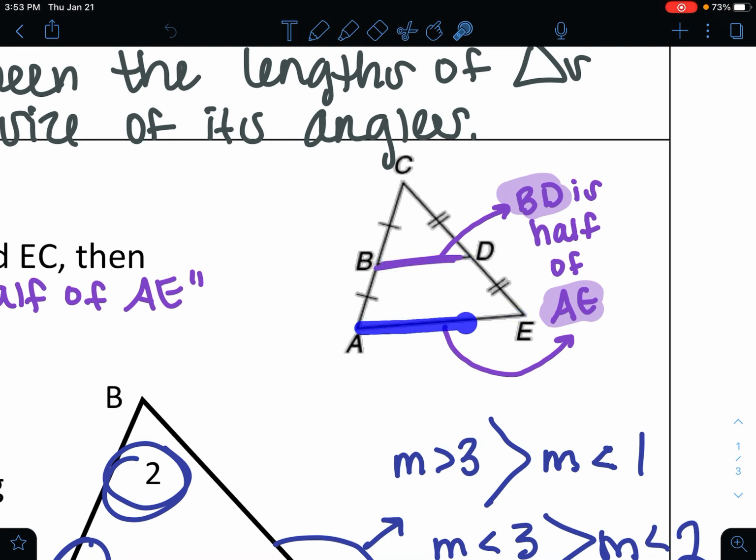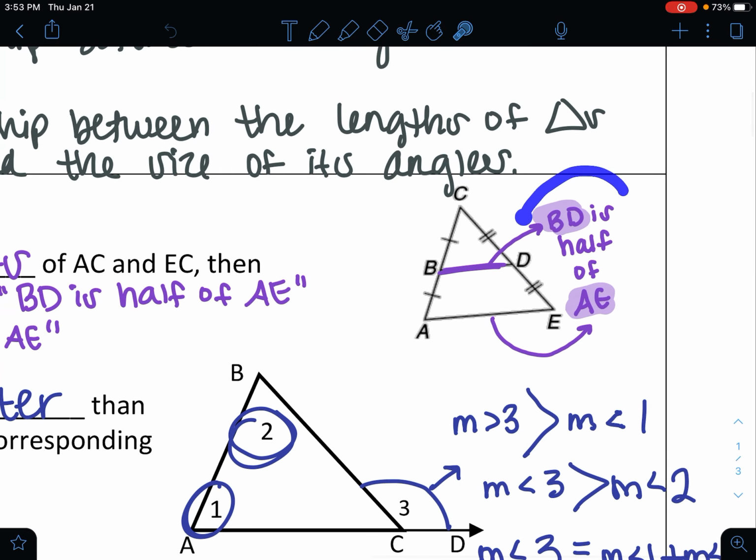Or if you want to be fancy and flip it, you say AE is 2 times or twice the length of BD. That's all we're saying. Relax. And I even wrote it right here: BD is half of AE.